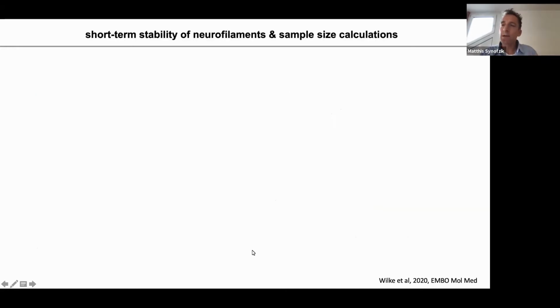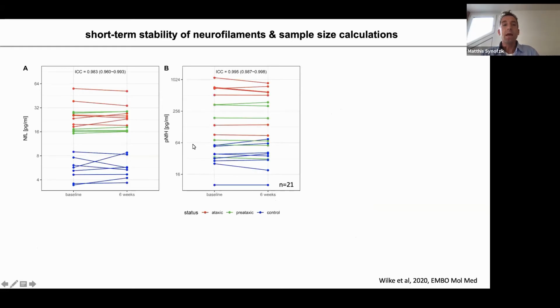Talking in terms of trials, can we do sample size calculations just by reducing NFL? So not clinical outcome measures, as Massimo has told you, but in terms of NFL. In order to calculate sample size, we calculated the short-term stability of neurofilaments. And you have heard Thomas Klockgether asking Winfried, what is a short-term interval for movement sensors? We did the same now for fluid biomarkers for NFL. How stable is it over time? And you see it for NFL as well as for pNfH, for controls, pre-ataxic subjects and ataxic subjects.